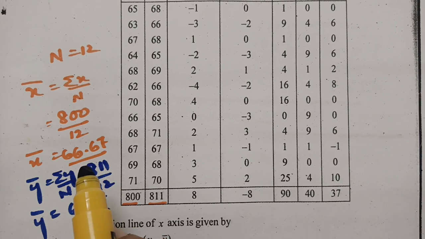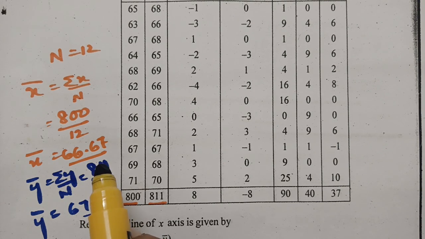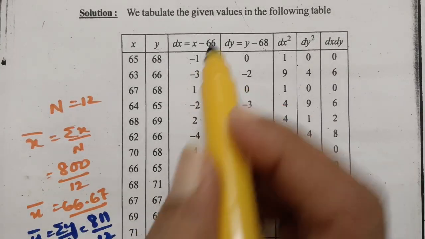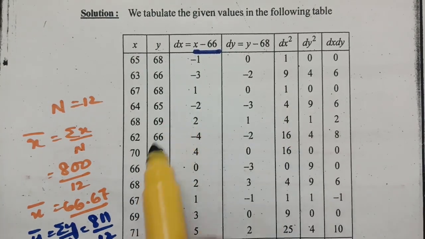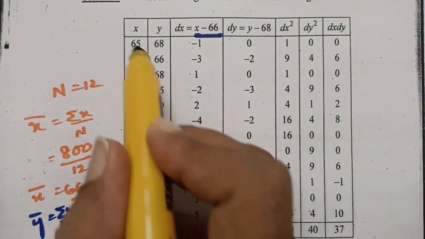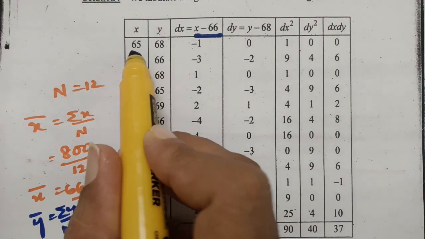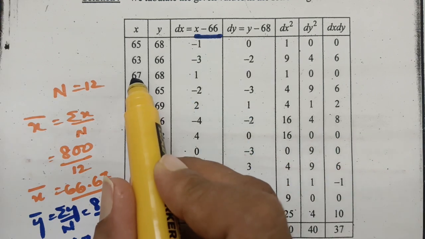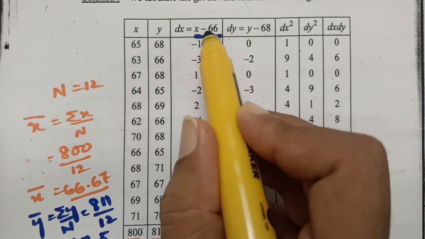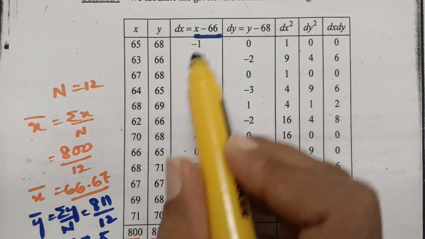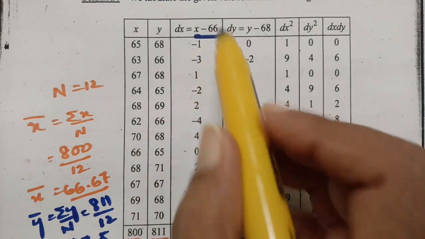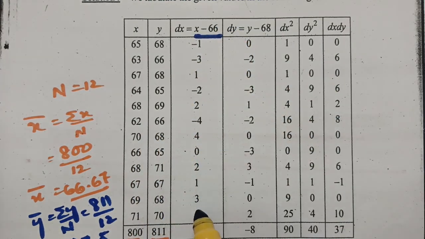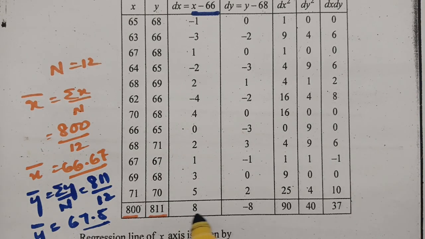So we have to take the assumed mean. We assume the nearest mean to x bar. I am taking 66 as the assumed mean, that is dx equals x minus 66. So we take 66 from every value of the x series. That is 65 minus 66 is minus 1, 63 minus 66 is minus 3, 67 minus 66 is 1, 64 minus 66 is minus 2, 68 minus 66 is 2, 62 minus 66 is minus 4, and 70 minus 66 is 4. Like that we fill this column, and this gives the sigma dx value.